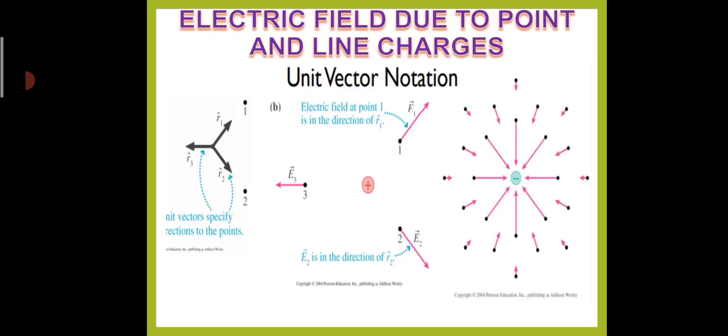So the total charge on the line gives the charge density. In line charge density, rho L equal to dq by dl. dq means differential charge and dl means differential length, and its unit is coulomb per meter.